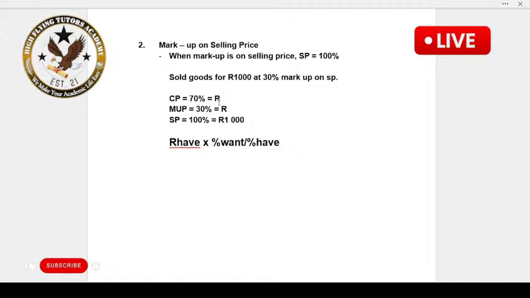And now we need to calculate what? The cost price in rand. If you want to calculate the cost price in rand, you are going to say the rand value I have, which is 1,000, you multiply by 70, which is the percentage for the amount you want. You divide by 100 because it's the percentage for the amount you have.